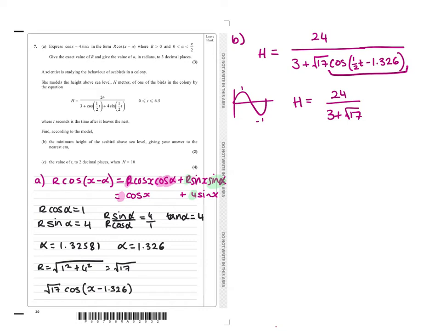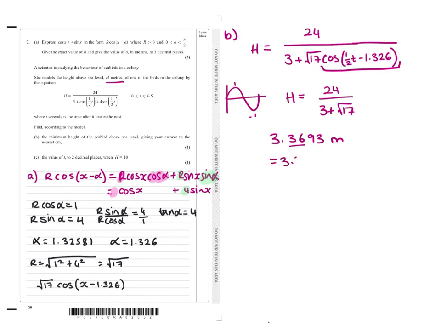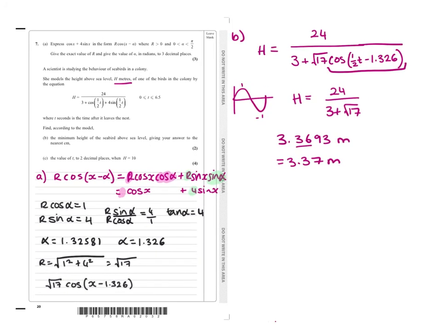Okay, so let's double check our units. It says h is in metres. So if we're doing this to the nearest centimetre, I get 3.3693. This is in metres. To the nearest centimetre is to 2 decimal places. So this is equal to 3.37 metres. Please be careful with your units.